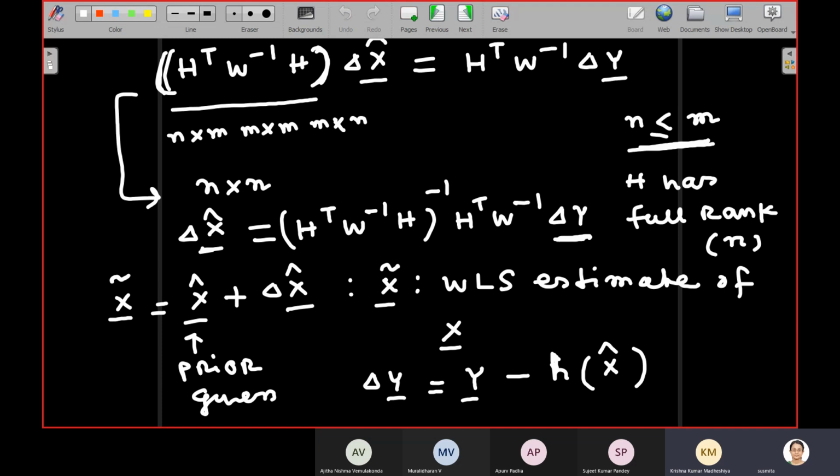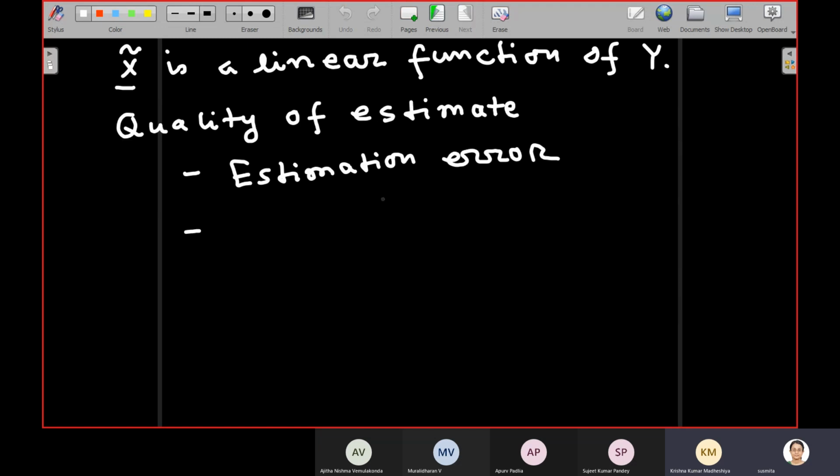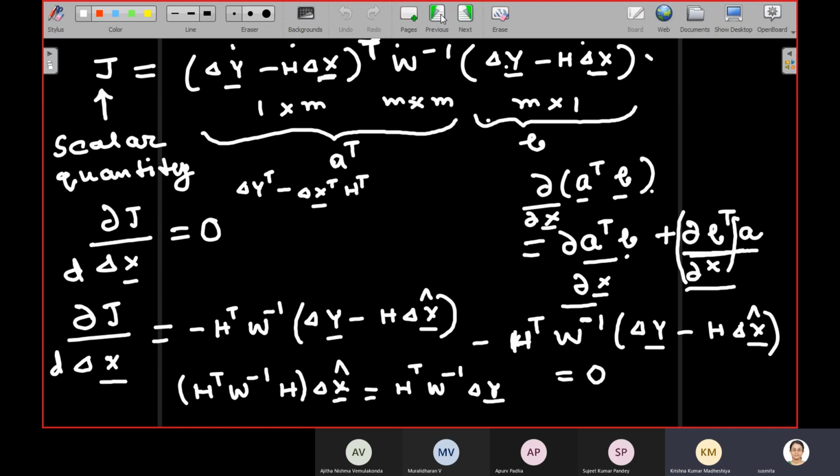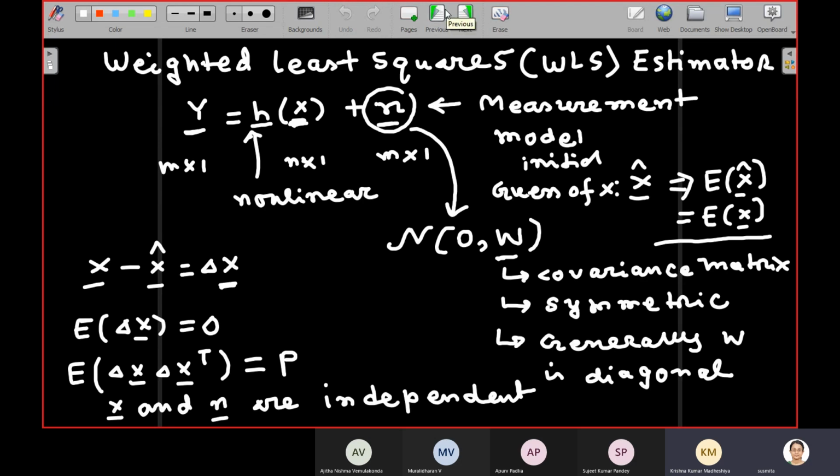In this case, this is the estimate, final estimate. The estimation error is x minus x tilde. This is the estimation error, right? And we want an unbiased estimator, right? So we want the mean of the estimation error to be 0. So is WLS an unbiased estimator? Let's find it out. Now, for this we have to use the information about the prior guess.